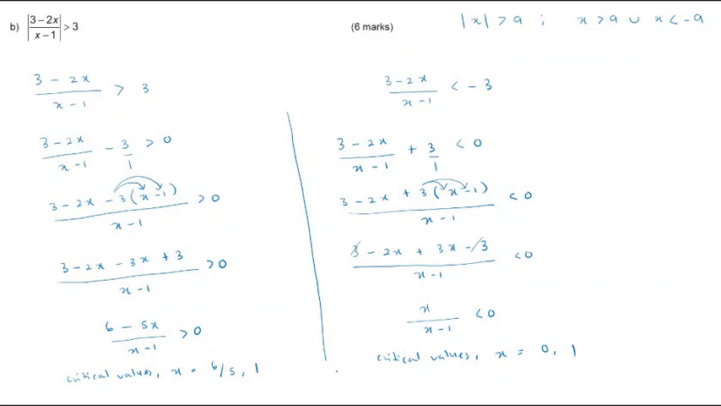So when we have critical values, we need to proceed with an interval table, okay? And we have to make two tables. Let's start with the first one for 6 over 5 and 1. First column is interval. Second column is for test value. And third column is for sign. The values are 6 over 5 and 1.